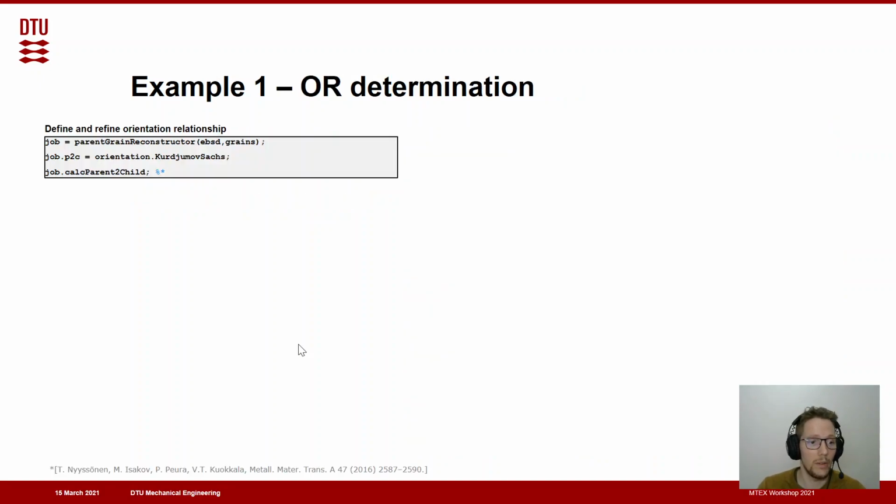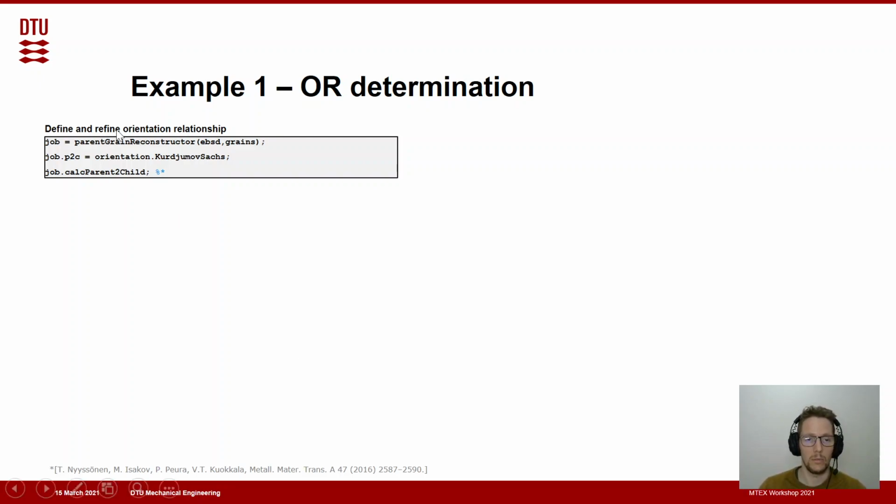So what we have to start with is the orientation relationship determination. As you remember before, we can assume Kurdjumov-Sachs or Nishiyama-Wassermann, but we saw that the actual orientation relationship lies somewhere in between those two. And we can actually show this with MTEX.